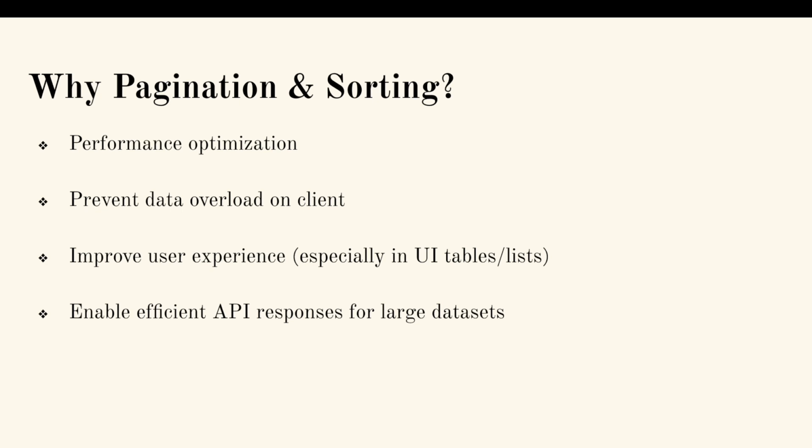First, it helps you improve performance optimization, and it prevents data overload on the client, because you will be sending data based on page and page size. So on the client side you will not have overloaded data. It also improves user experience, especially in the UI when you have data showing in a table or list. It also enables efficient API responses for large data sets. So your API will perform better if you have pagination and sorting implemented. So this is why we need pagination and sorting.